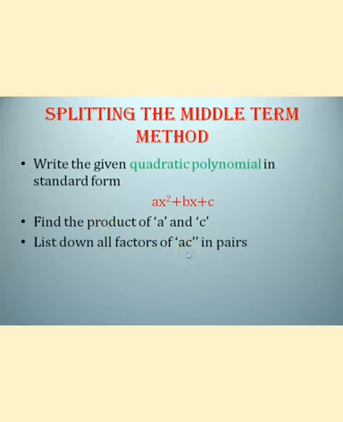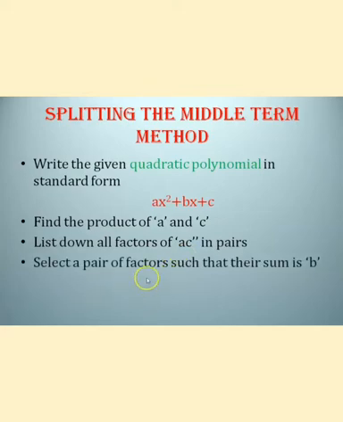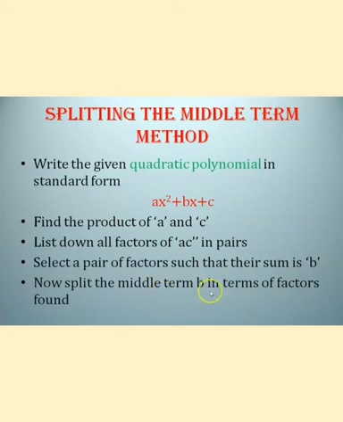That is, if you take a number as 6, you can write 1 into 6, 2 into 3, equals 6. Likewise, you have to write the pairs. And then you have to select a pair of factors whose sum is b. So, for the product of a and c, the pair should sum to b. And then you can split the middle term b in terms of the factors found. Now remember these points. We will use these points when we are solving the problem so that you can understand it better. We'll move on to the problem.